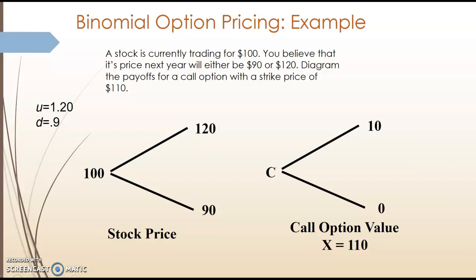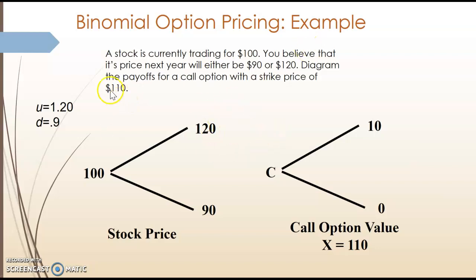Now, here's an example of binomial options pricing. A stock is currently trading for $100. So the current stock price is $100. You believe the price next year could go either up to 120 or down to 90. So its up movement would be 1.2 and its down movement would be 0.9. It's called binomial because you're looking at two possible movements, either up or down. And the degree of those up or down movements is a function of the volatility, or the variance or standard deviation, of the stock's historical prices.